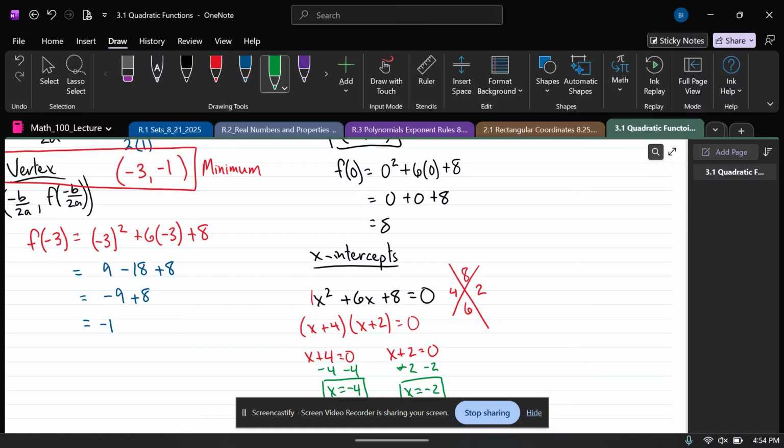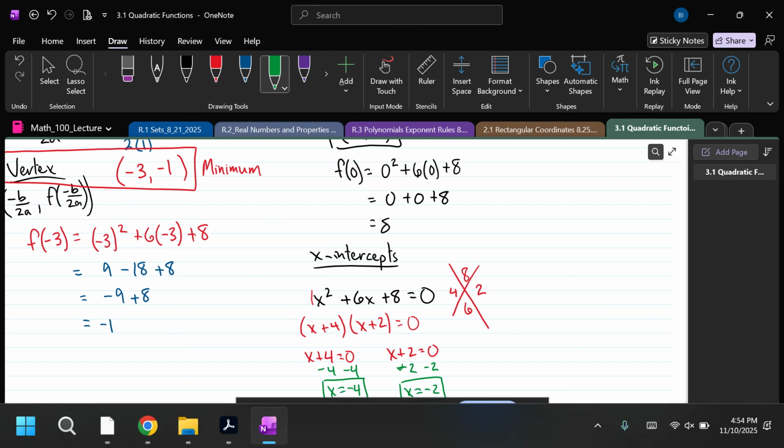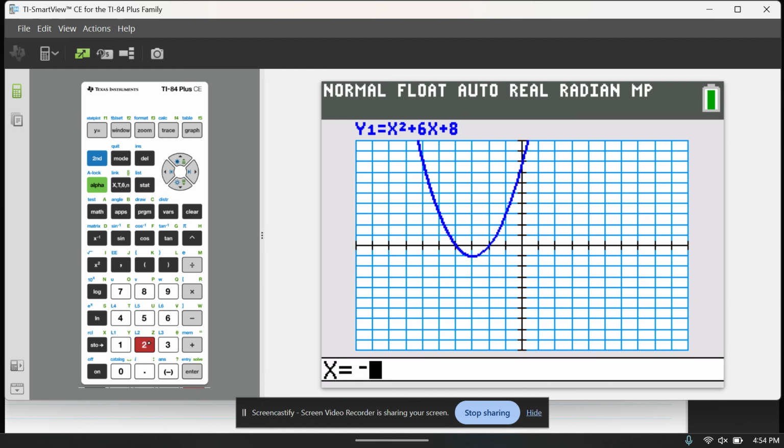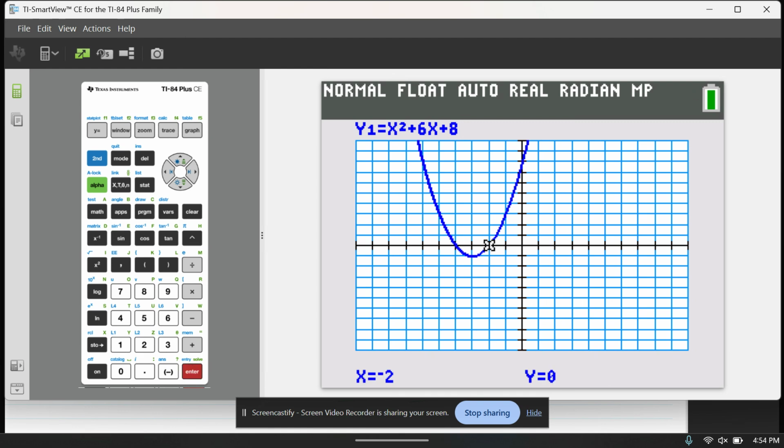Let's check and make sure those are right. So I go to the calculator, and I'm going to hit trace -4. The y value is 0. That's an x-intercept. Look at where it's at on the graph. We see it hitting the x-axis right there. I'm also going to hit trace -2. Y value of 0. That means it's an x-intercept. So those are the right numbers. That's good news. That's doing it by factoring.